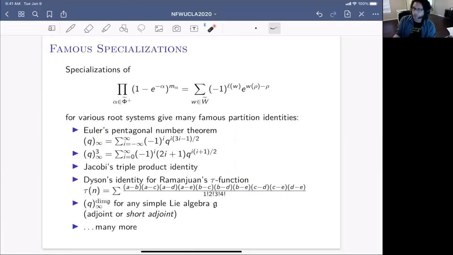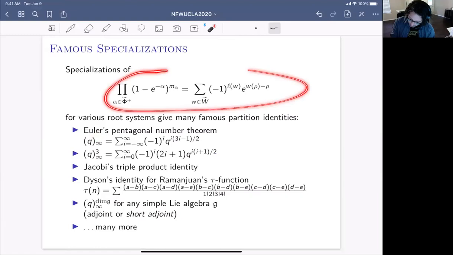Now Dyson wrote down an interesting identity for Ramanujan's tau function. I'm not telling you what the sum is over, but he wrote down this very beautiful formula. And if you look closely, you might see a type A root system lurking there. What this formula lets you do, if you specialize it correctly, is get a formula for eta raised to the dimension of any simple Lie algebra. That's what it gives you.